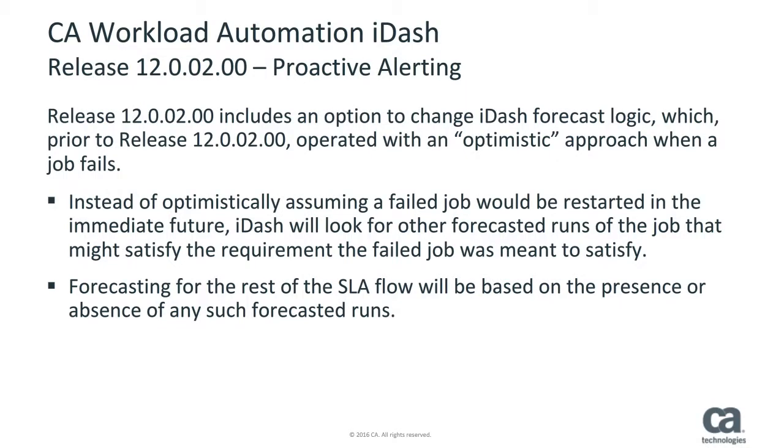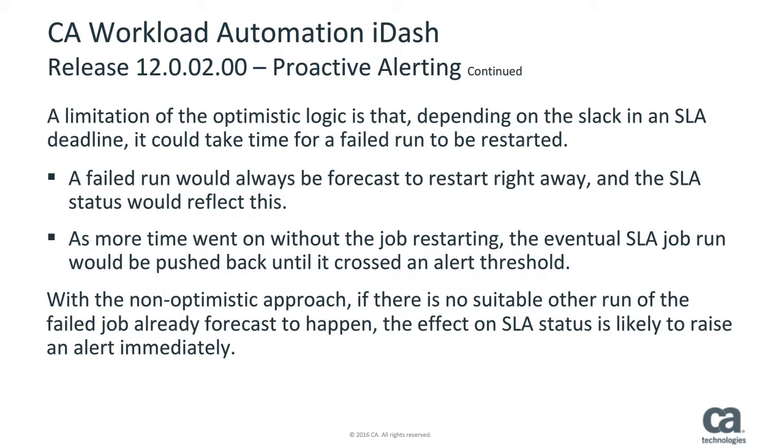Prior to release 12.0.02, iDash forecasting logic has operated with an optimistic approach when a job fails. With this release, we have introduced an option to change this. Instead of optimistically assuming a failed job would be restarted in the immediate future, iDash will instead look for other forecasted runs of the job that might satisfy the requirement the failed job was meant to satisfy. Forecasting for the rest of the SLA flow will be based on the presence or absence of any such forecasted runs. So, why is this called proactive alerting?